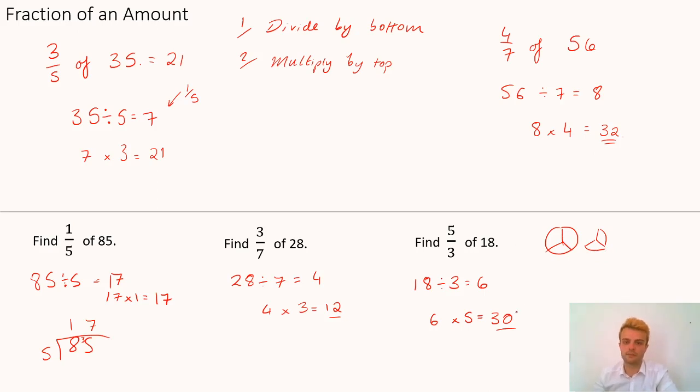So to find a fraction of an amount, you just have to divide your number by the bottom of the fraction and then multiply that answer by the top of the fraction. That's it.